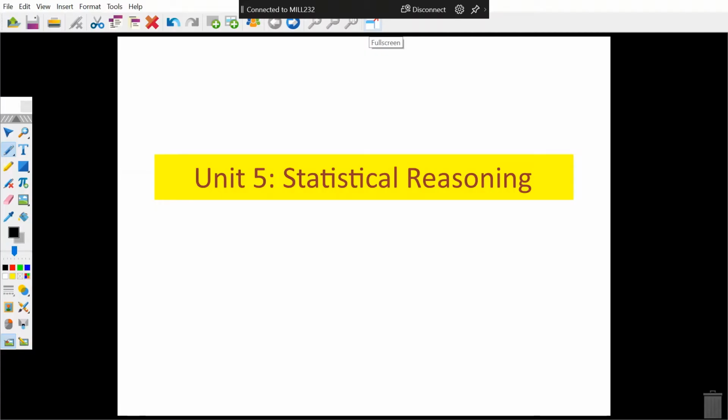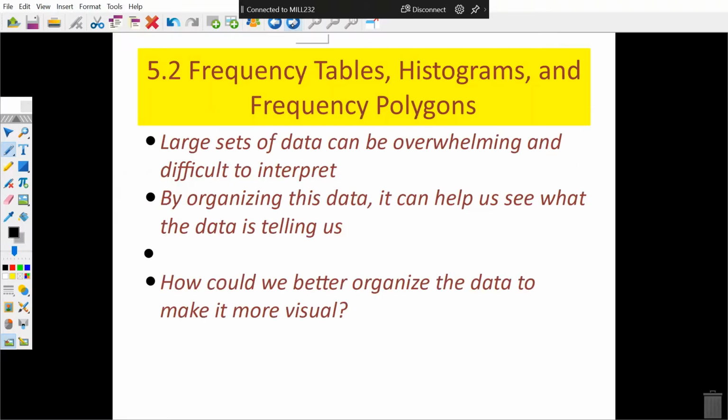All right, welcome back for 5.2. We are once again in Unit 5, Statistical Reasoning. 5.2 is going to deal with frequency tables, histograms, and frequency polygons.